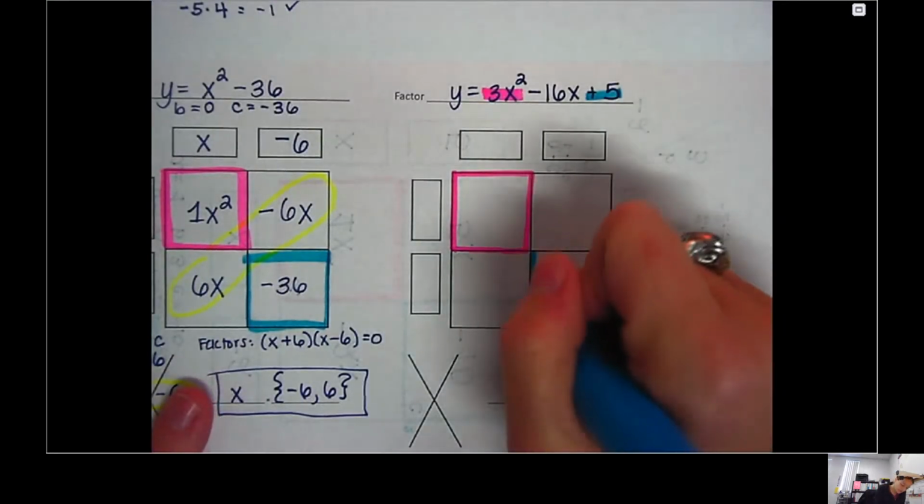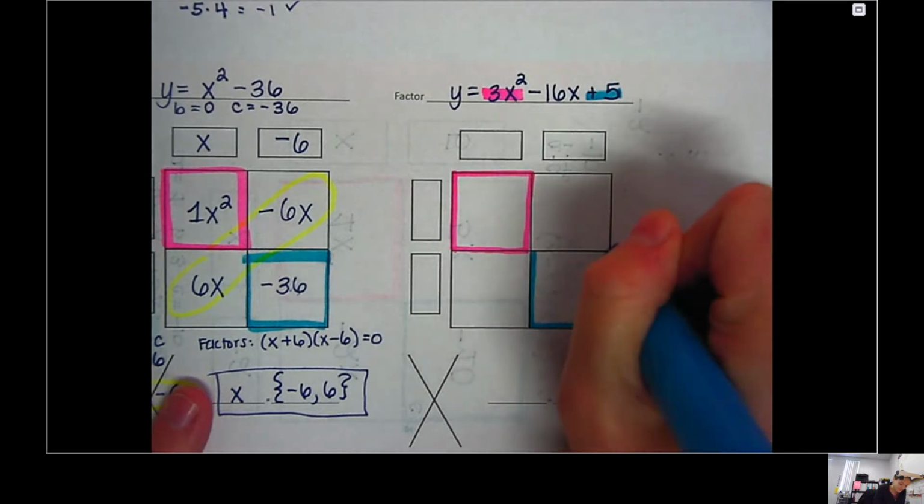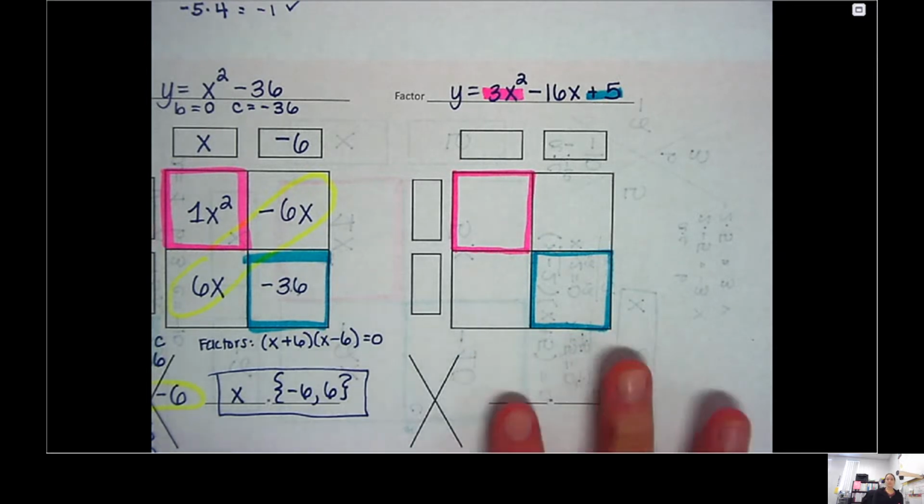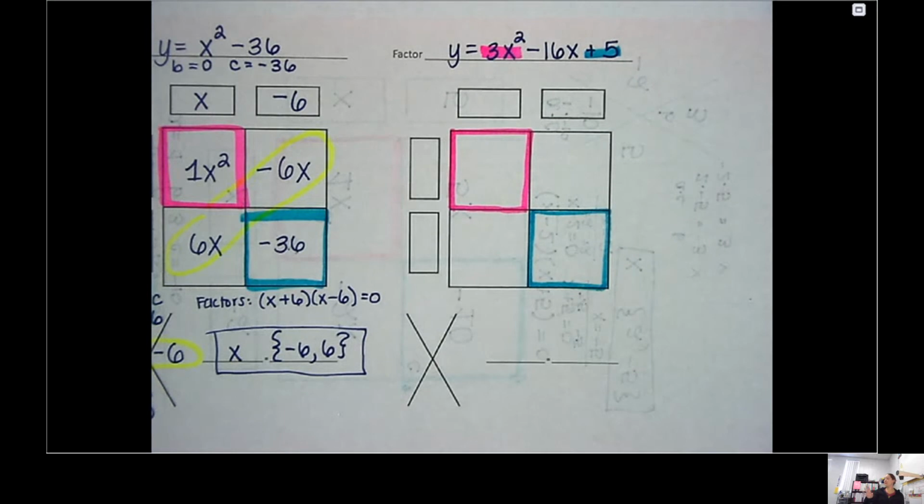Would it be the X and 3? So would it be 3 times 3 or X times... the squares? Well, you can't do 3 and 3 because that's going to give you 9. So one's going to have to be an X, and one's going to have to be a 3x. Just keep following the steps.